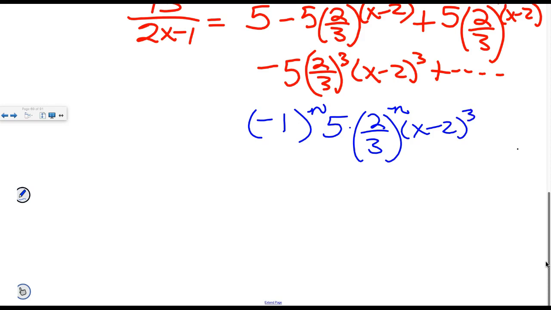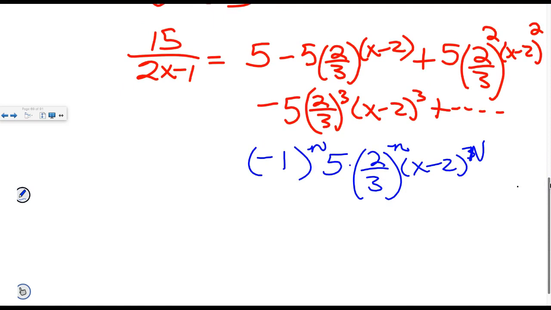All right, x minus 2 to the n. And if I were to write that, that's the nth term. If I were to write it as a sum, I would start at 0 for yours.